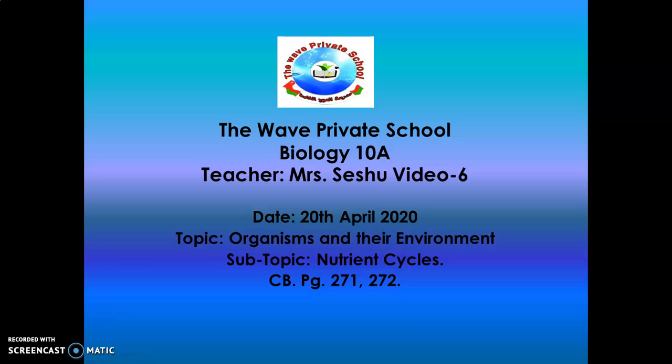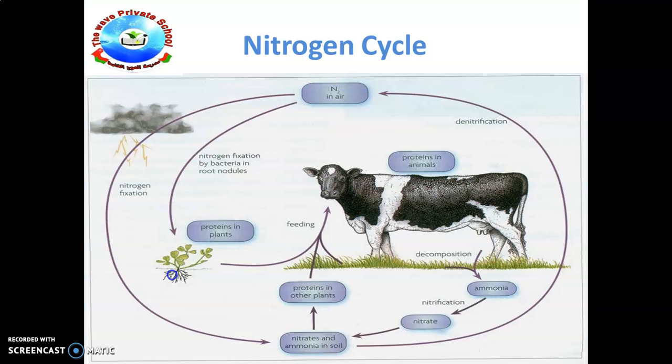Our topic is organisms and their environment. In this, we are going to take a subtopic, nutrient cycles. The references are in the course book, page number 271 and 272. So today's nutrient cycle is called the nitrogen cycle.